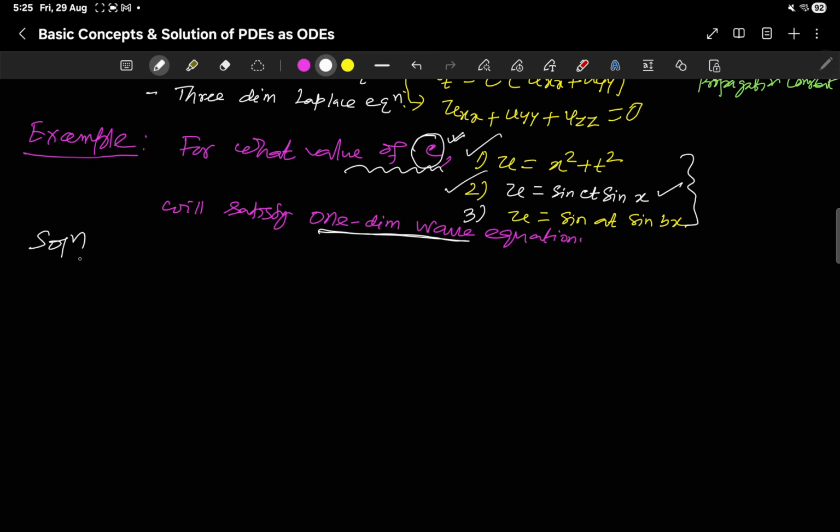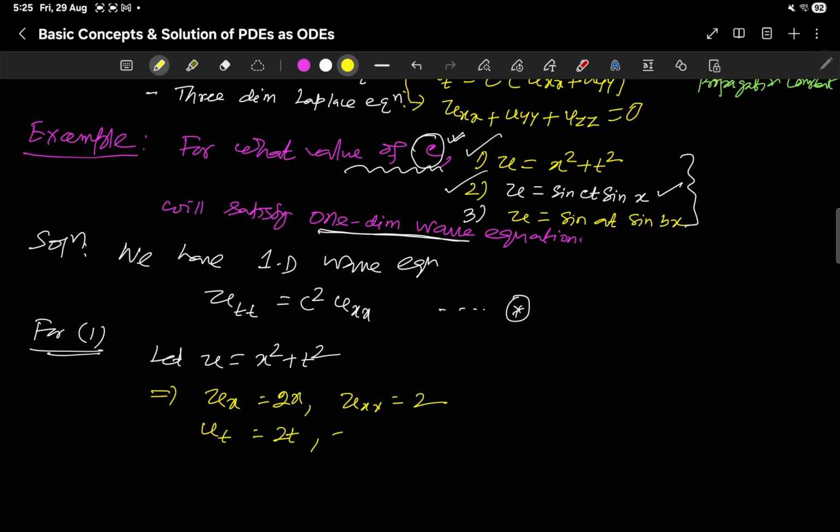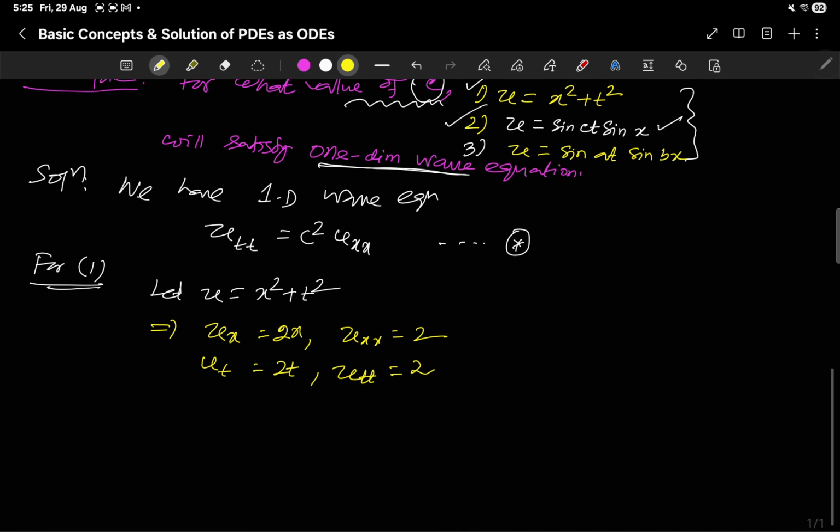Coming to the solution, the one-dimensional wave equation is utt is equal to c square uxx. Let it be my equation star. Now for the first, let u is equal to x square plus t square. So what is my ux? ux is 2x, uxx is 2. And ut is 2t, and utt is 2.